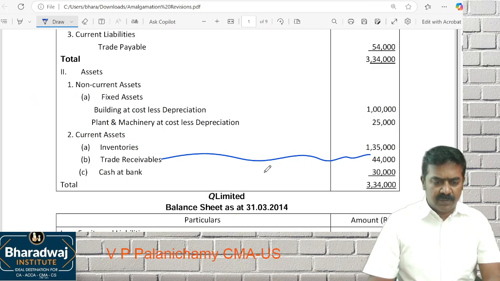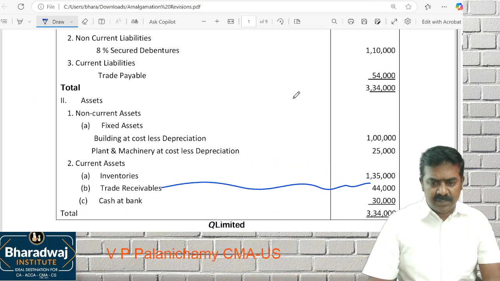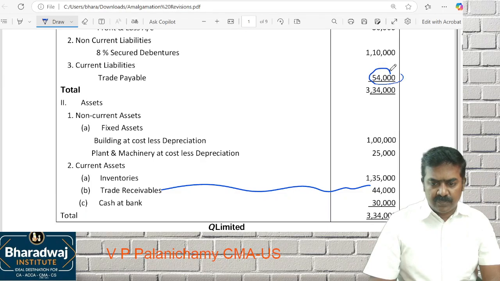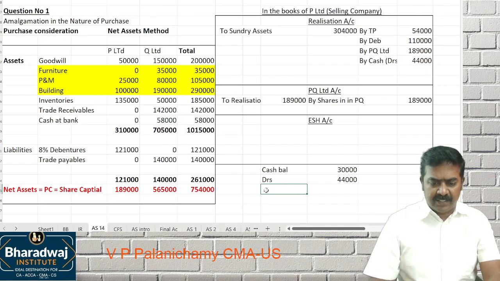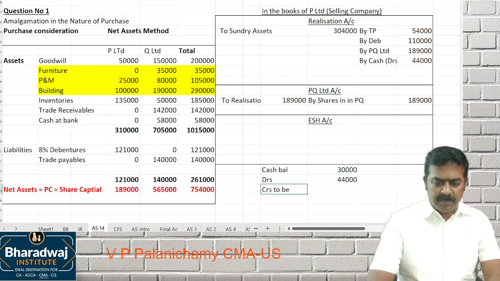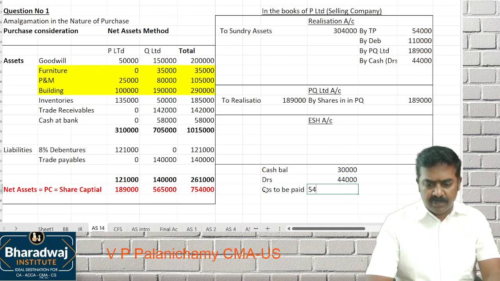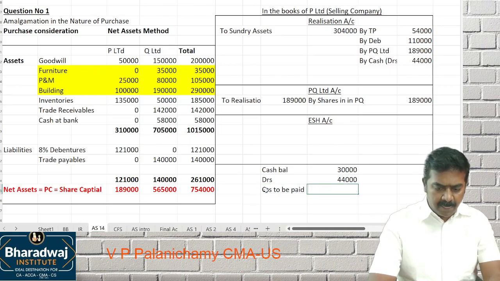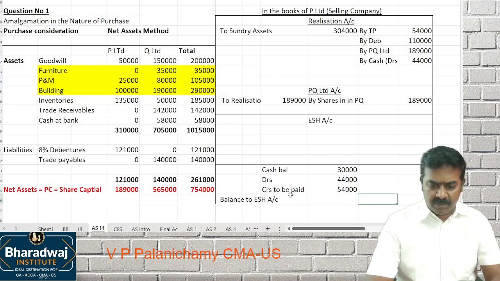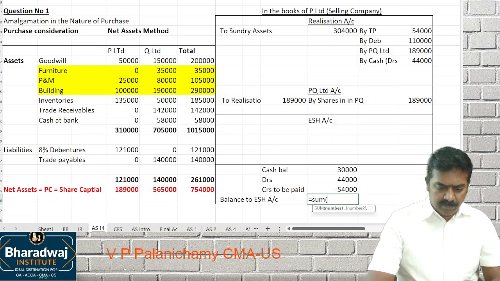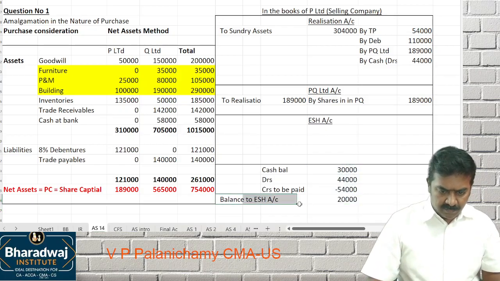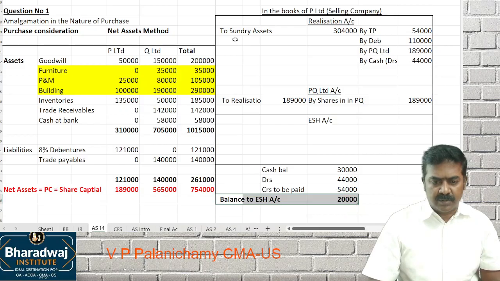44,000 realized in full. What are the creditors we have to pay? 54,000 we have to pay to the creditors. Creditors to be paid, how much we have to pay? 54,000. No balance will remain. Balance will be given to whom? Equity shareholders. Balance will be given to equity shareholders. The 20,000 will be given to equity shareholders.